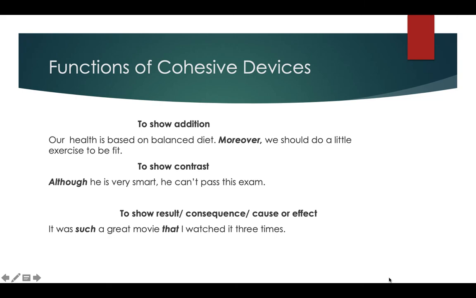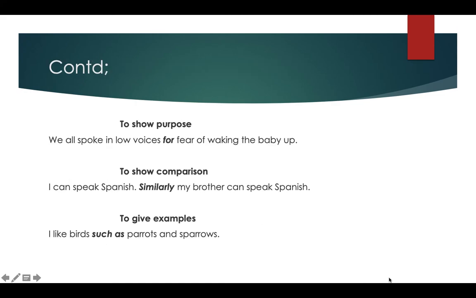Number 2 is to show contrast. Although he is very smart, he can pass this exam. Here, the two clauses are contrasted with the use of although. To show result, consequence, cause or effect. It was such a great movie that I watched it 3 times. So we have used 2 words, such and that, to show the cause and effect.